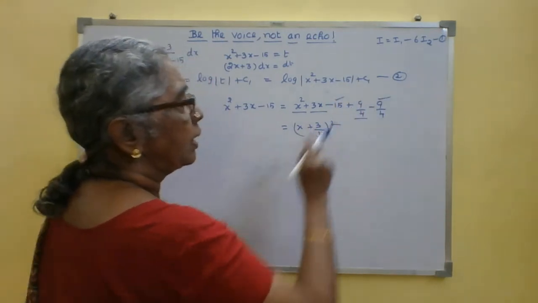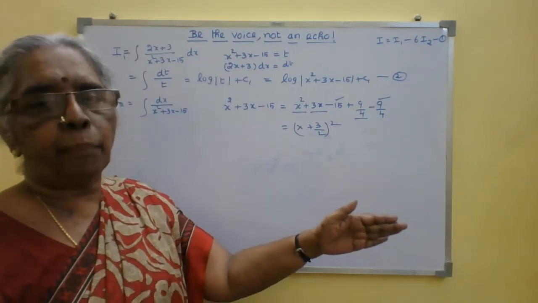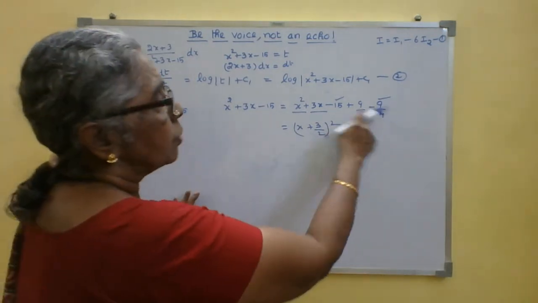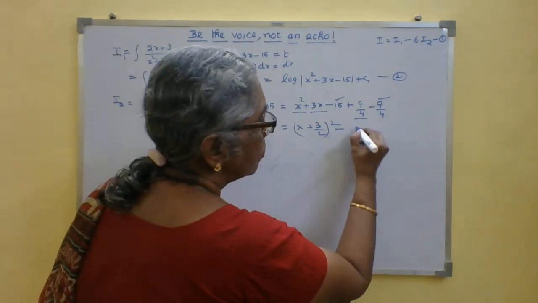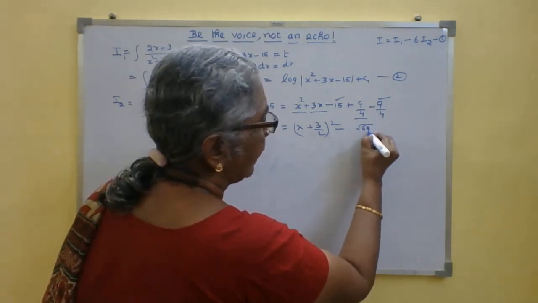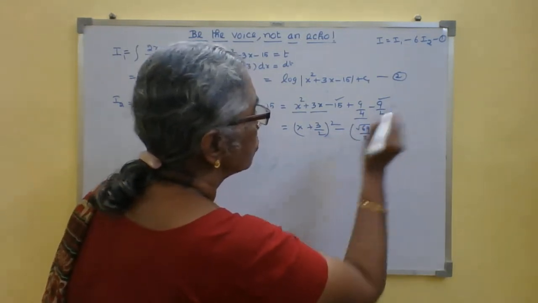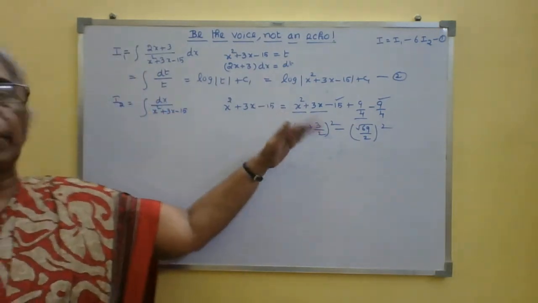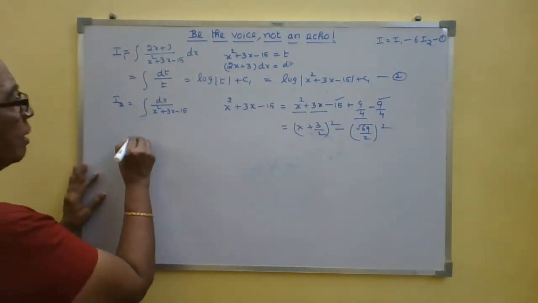Now you are left with minus 15 and minus 9 by 4. 4 is the LCM, so minus 60 minus 9. So write it as root 69 by 2 the whole square. So you have done the completing the square method. Now let us come to I2.